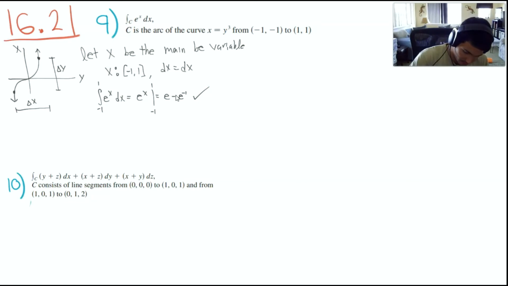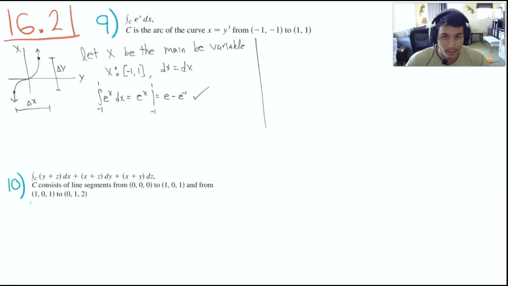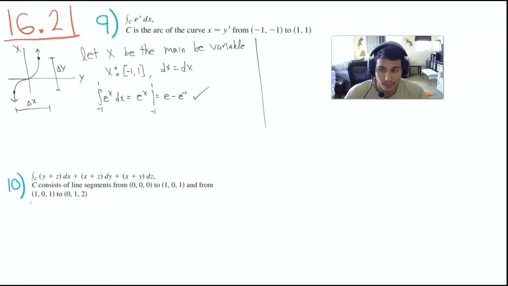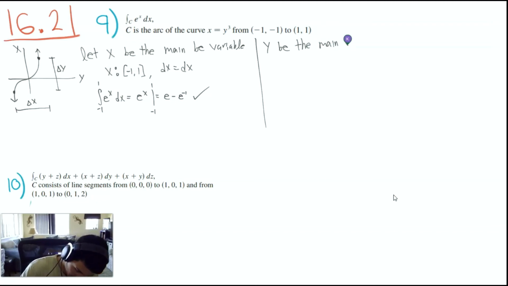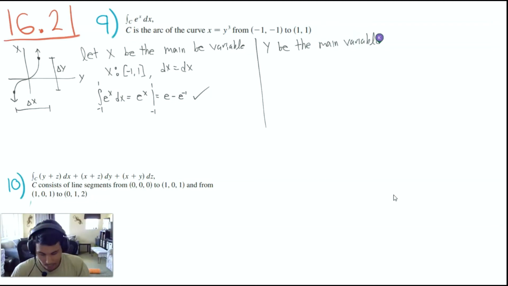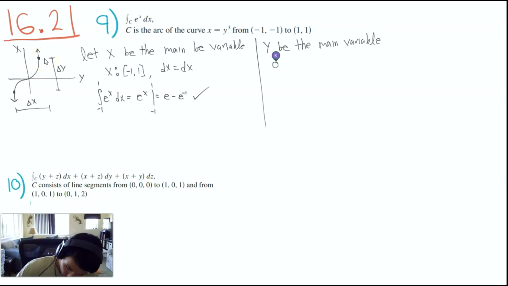Okay, now let's do it with y being our main variable here. If we let y be the main variable, what happens? Well, what does y change from? It changes from -1 to 1. Why do I keep writing zeros? y goes from -1 to 1. But x is equal to y cubed. Well, what does that mean?